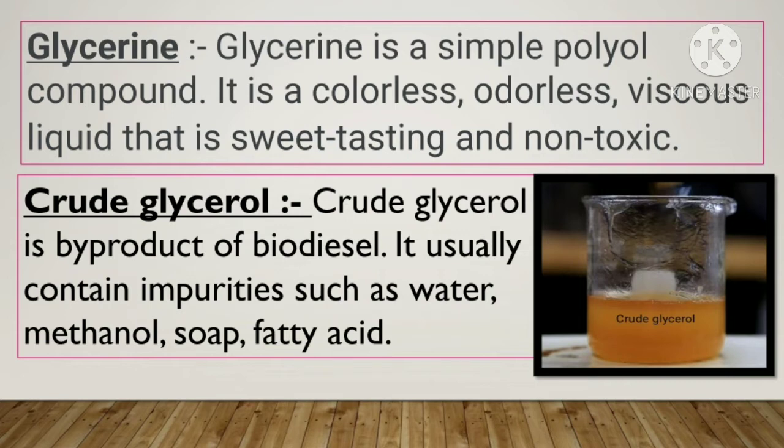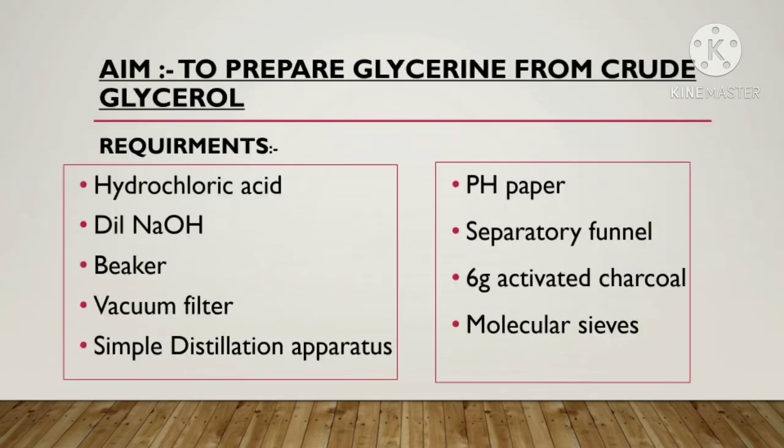Crude glycerol. Crude glycerol is the byproduct of biodiesel. It usually contains impurities such as water, methanol, soap and fatty acid. And after the neutralization of the crude glycerol, we get 80 to 88% pure glycerin, and with further distillation we get 99% pure glycerin. The aim of this experiment is to prepare glycerin from crude glycerol.